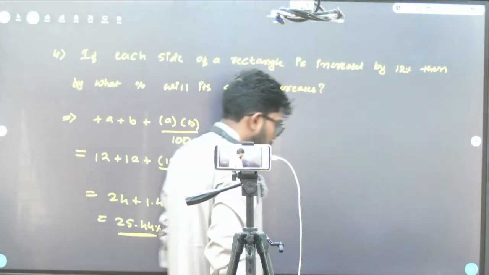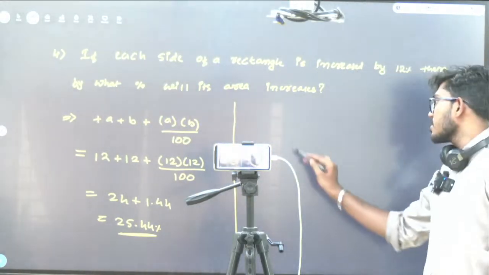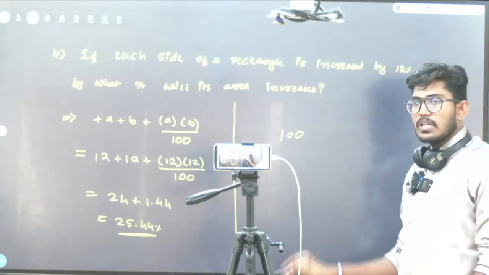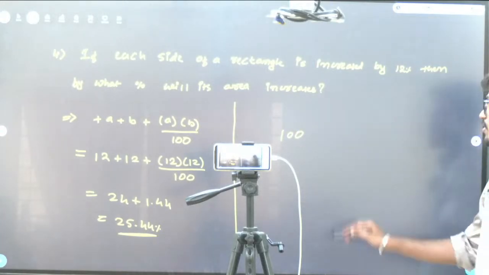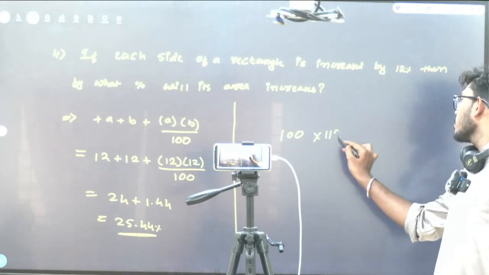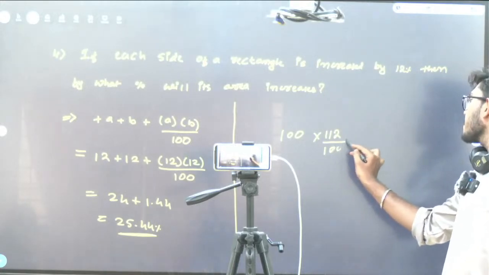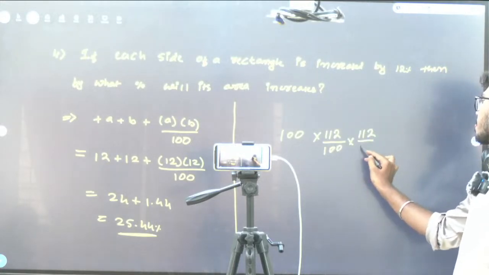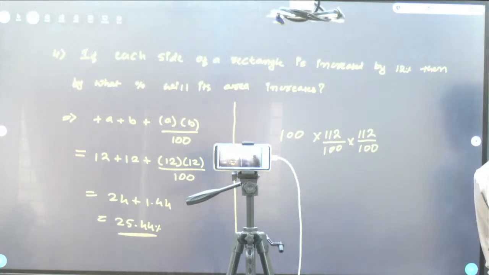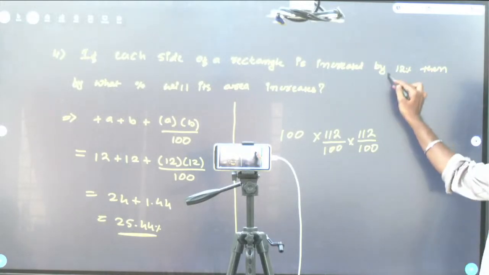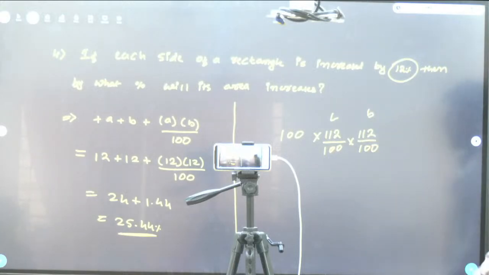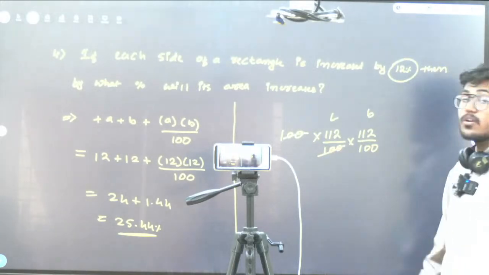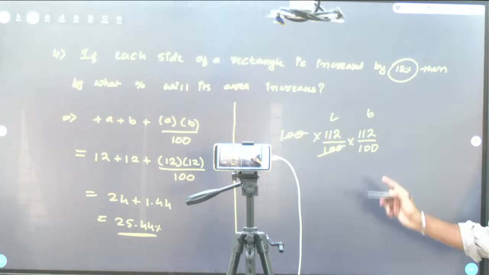Now the shortcut, if you want. Let us consider the initial side is 100. Now it increases by how many percent? 12%, both length and breadth. Both times it increases by 12% only, right? So take length one time, breadth one time. Now 100 cancels. 112 squared, 112 two times, right?